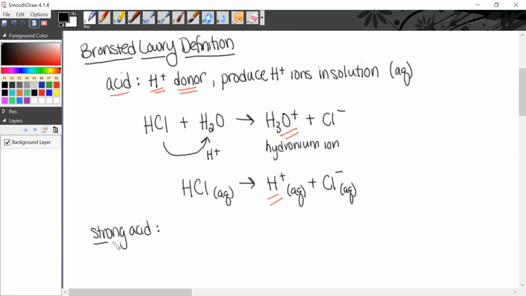A strong acid dissociates completely in solution.